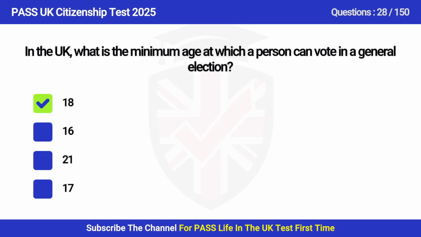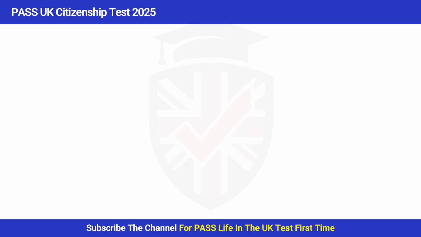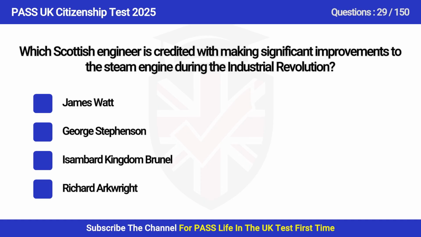The answer is A. 18. In the United Kingdom, citizens are eligible to vote in general elections, local elections, and referendums from the age of 18. Question 29. Which Scottish engineer is credited with making significant improvements to the steam engine during the Industrial Revolution? A. James Watt, B. George Stephenson, C. Isambard Kingdom Brunel, D. Richard Trevithick.